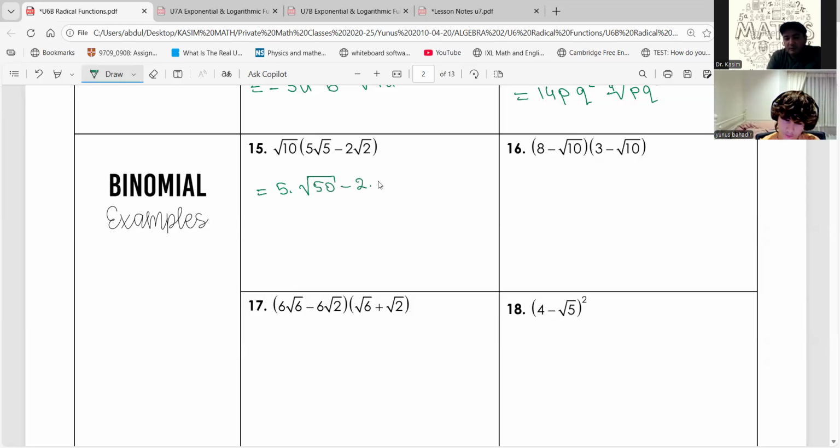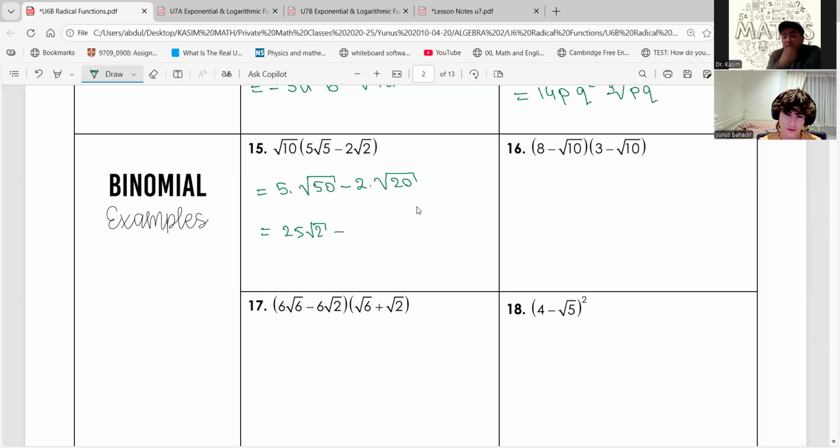Minus 2 times square root of 2 times 10, it is 20. And now we can simplify. What is simplify square root of 50, Yunus? Square root of 50. Yes, square root of 25 times square root of 2.